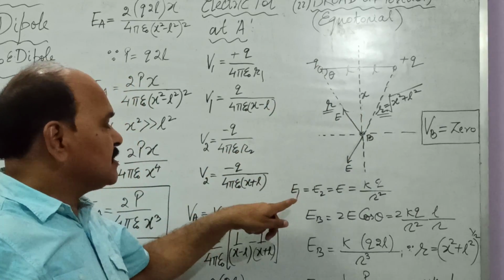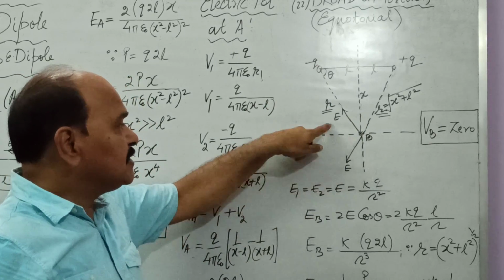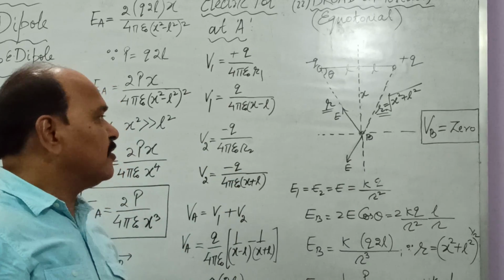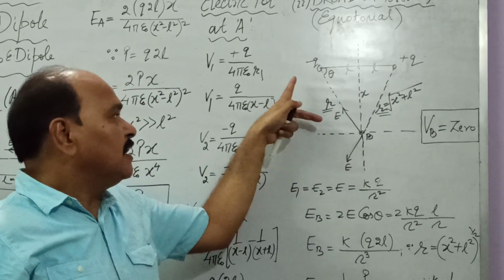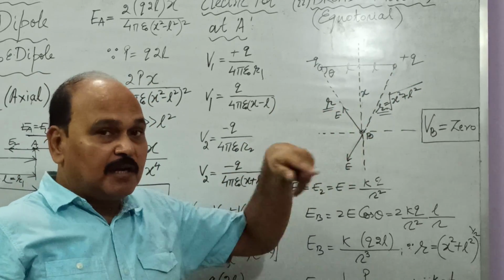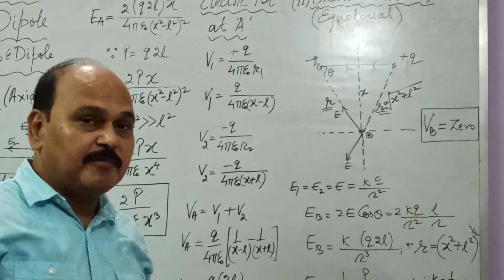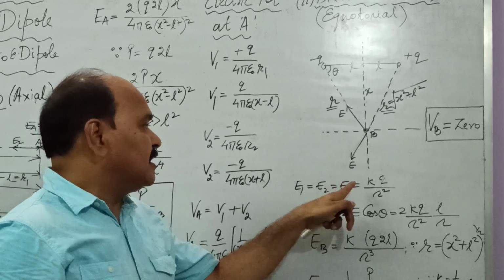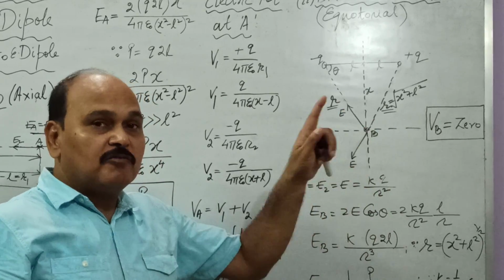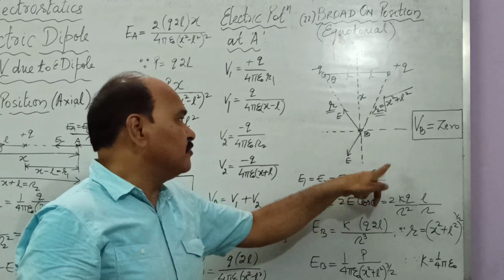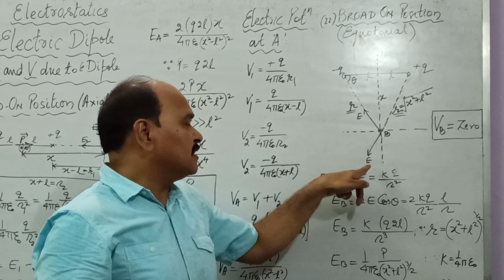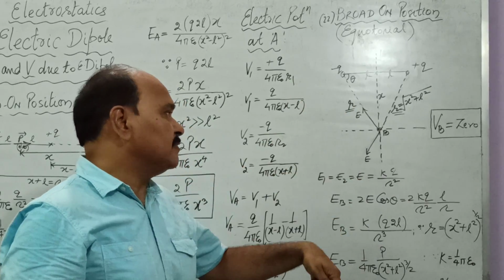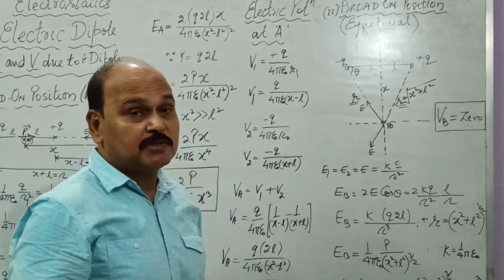Both these electric field vectors are E1 and E2, and both are equal in magnitude. Why? Because the magnitudes of the charges are the same, and the distance of the charge from the point where electric field intensity is to be found out is the same, and that is R. So the magnitude of electric field intensity is KQ by R square. Remember, this K is 1 upon 4 pi epsilon naught. So KQ by R square is the electric field intensity E1, and it is also E2. Both the field vectors are in different directions, but their magnitudes are the same.